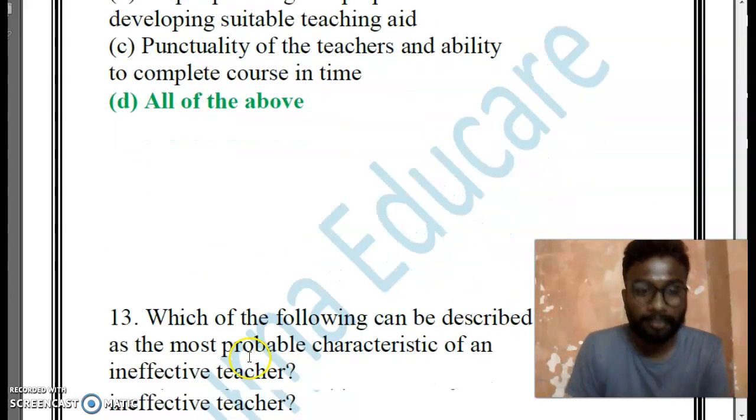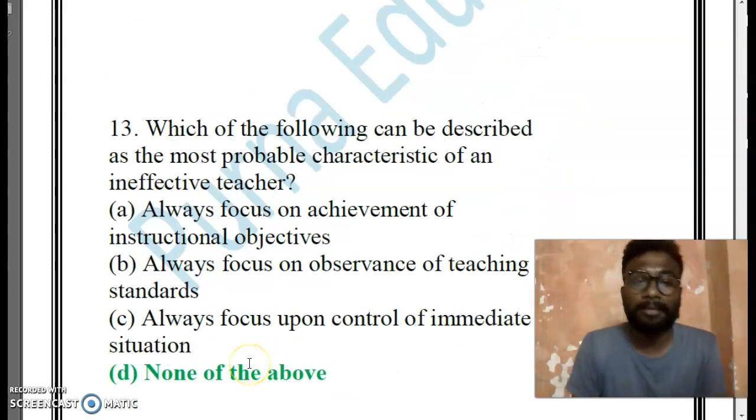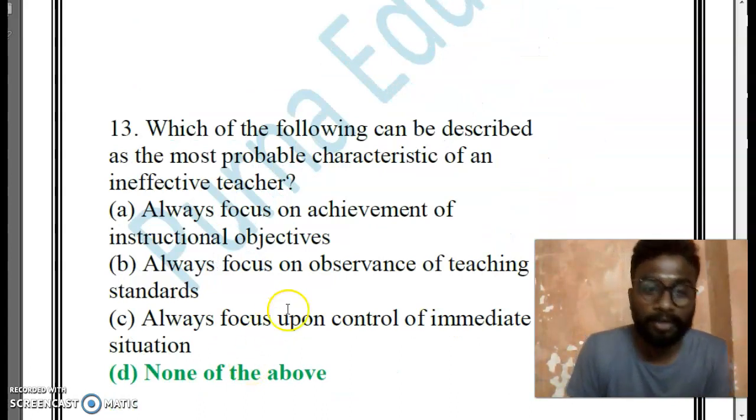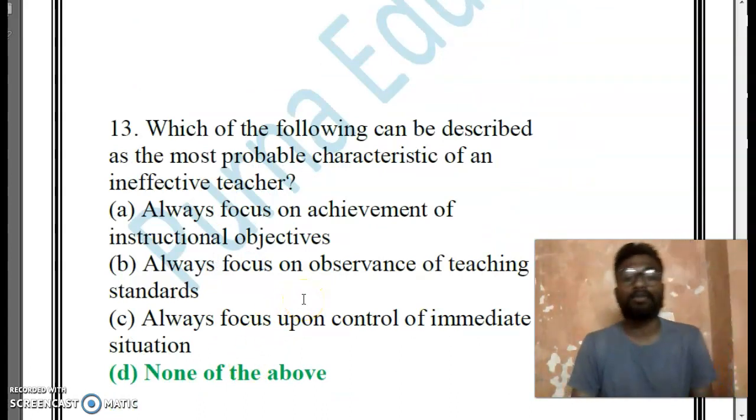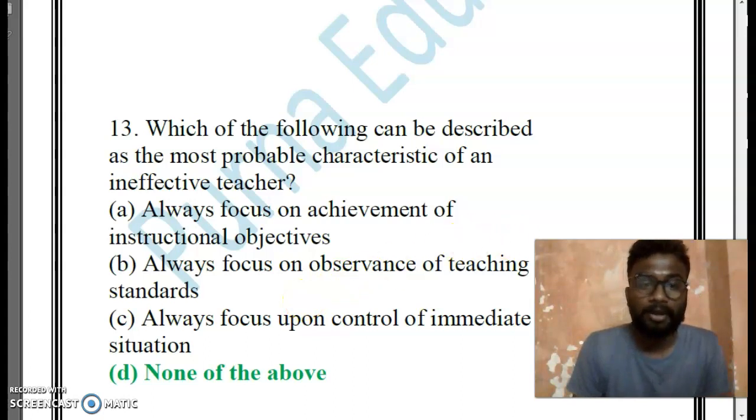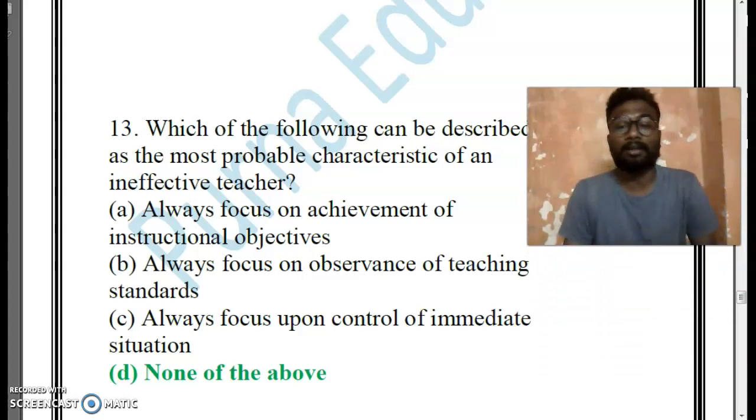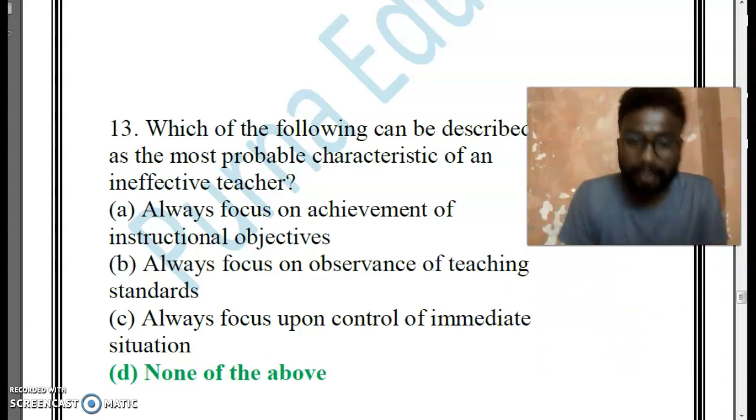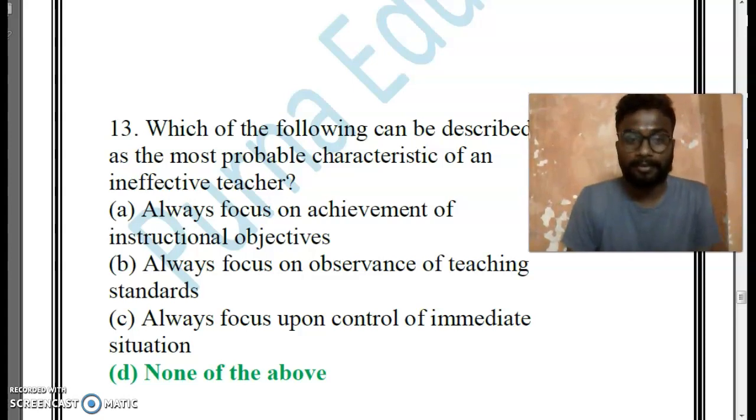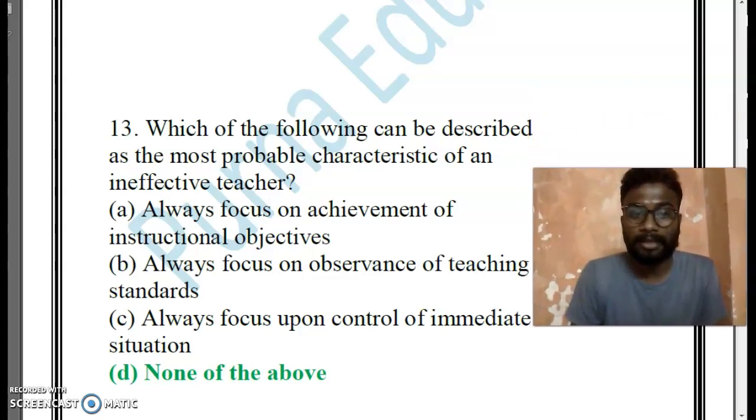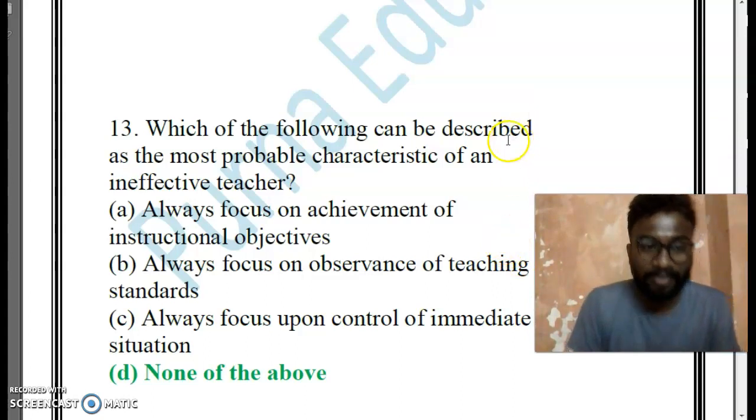Better classroom management. Which of the following can be described as the most probable characteristic of an ineffective teacher? Always focus on achievement of instructional objectives. Always focus on the observance of teacher standards. Always focus on control of immediate situation. And D, none of the above. It is option D, none of the above, right? Yes. Why? Since no factors are making it ineffective. All factors are making it effective.